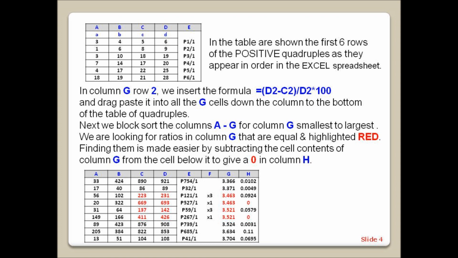Next, we block sort the columns A to G for column G, smallest to largest. We are looking for ratios in column G that are equal and highlighted red. Finding them is made easier by subtracting the cell contents of column G from the cell below it to give us 0 in column H.